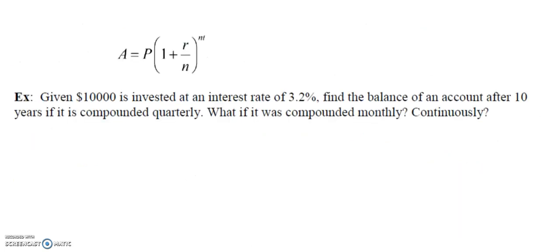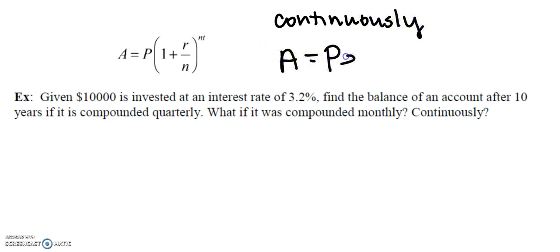So, on the next page, at the top, you've got a place to write this compounding interest equation. We also want to write continuously, which means we're talking about A equals PE to the RT.